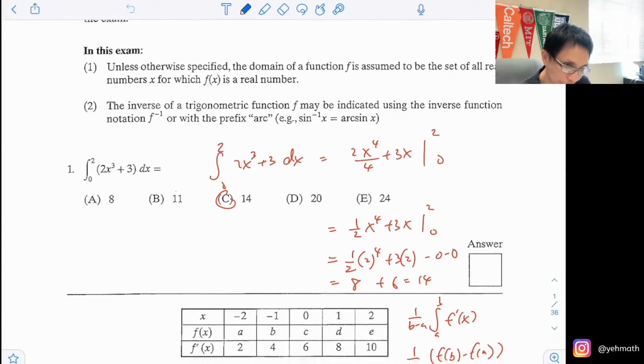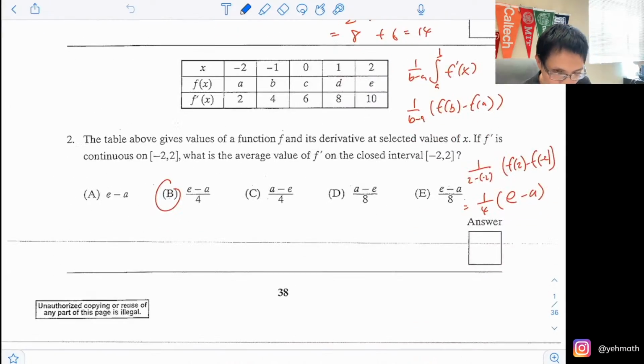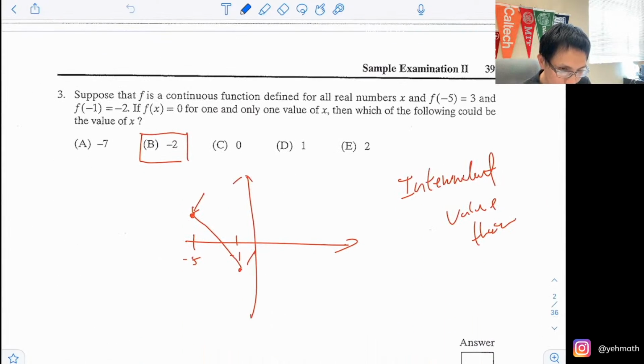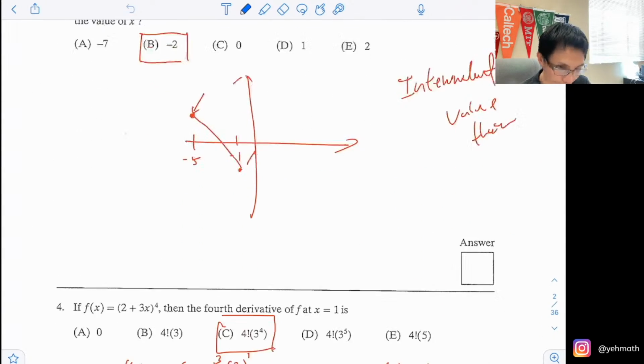So this is the work for number 1. This is the work for number 2. This is the work for number 3. The Intermediate Value Theorem is a big deal.